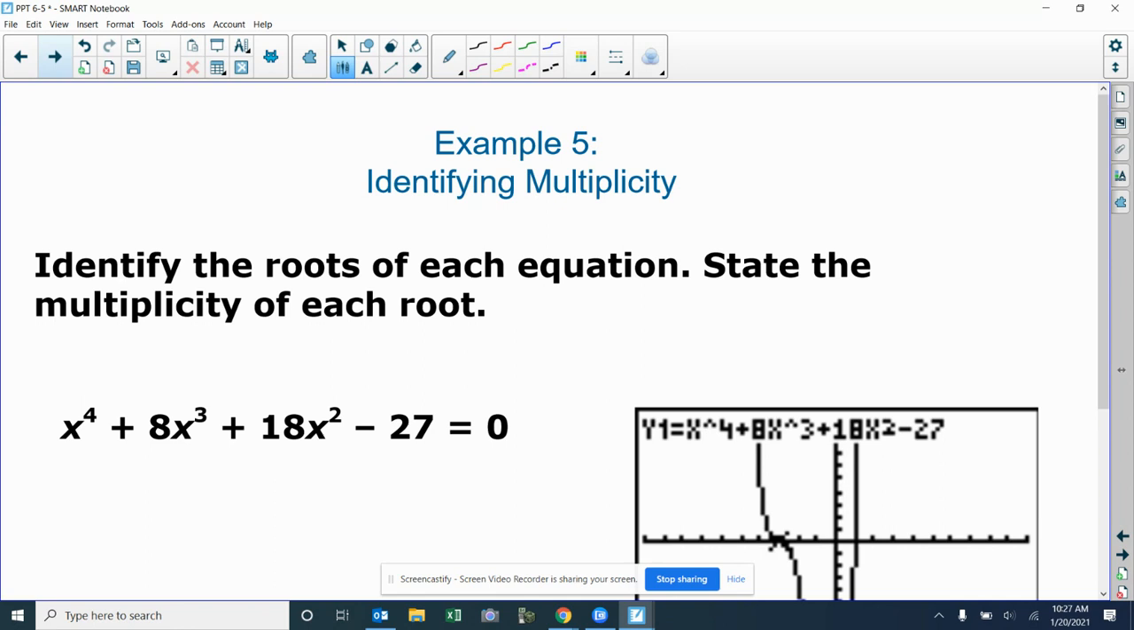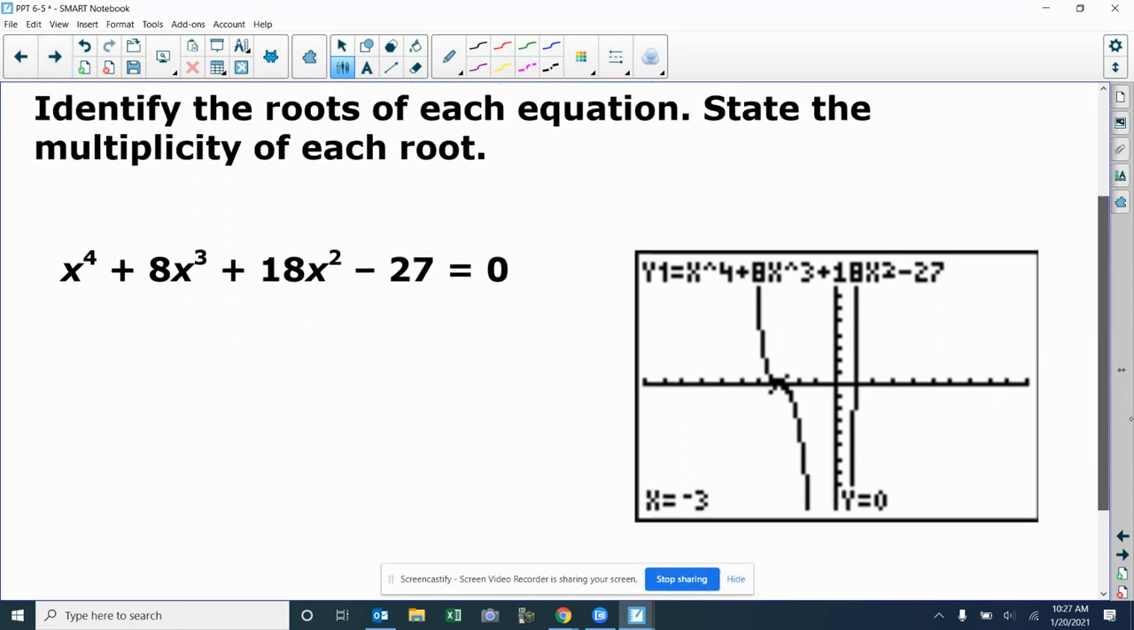Just take a look at this one. Don't put it in your calculator.